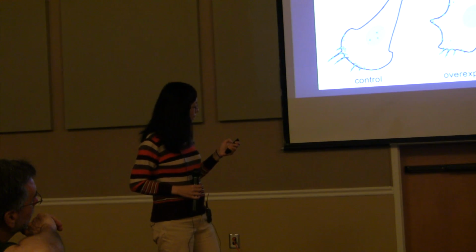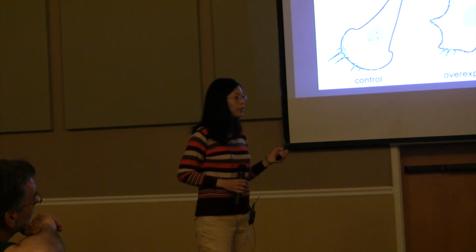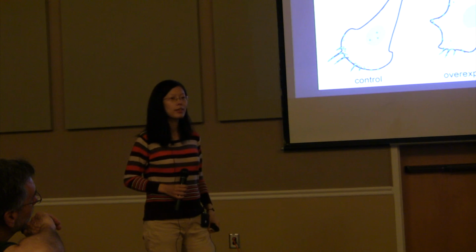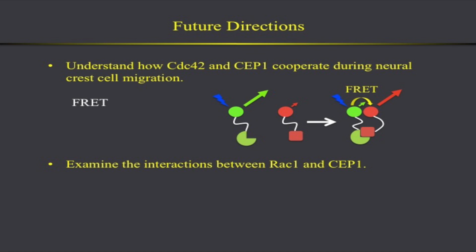So next I would like to find out how Cdc42 and CEP1 cooperate during neural crest cell migration. That's basically what I'm planning to do next. And for this, I'm going to employ the FRET experiment. FRET is a technique based on energy transfer between fluorophores. So when the two fluorophores are close enough to each other, the excitation of the first one, such as EGFP, will transfer energy to the second one, such as Cherry, and lead to its emission.